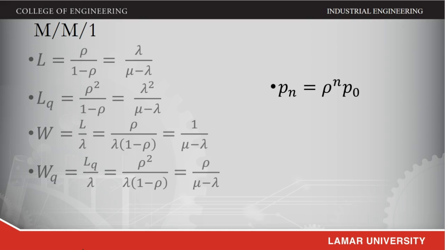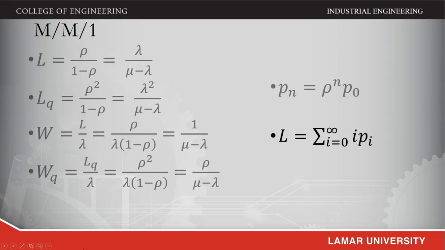An important computation we can get is the probability of having exactly a certain number of clients in the system. For instance, the probability of having exactly 0 clients is rho to the 0 times p0, which is naturally just p0. The probability of having exactly 1 client would be p0 times rho. Rho to the 1 is just rho. The probability of having 5 clients would be p0 times rho to the 5. So we can compute every single one of the probabilities that describe this system.